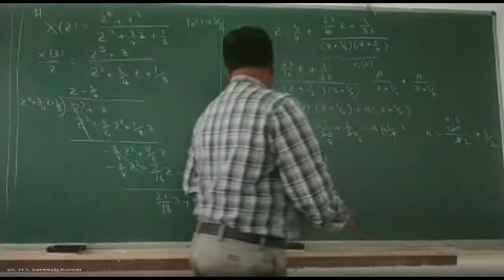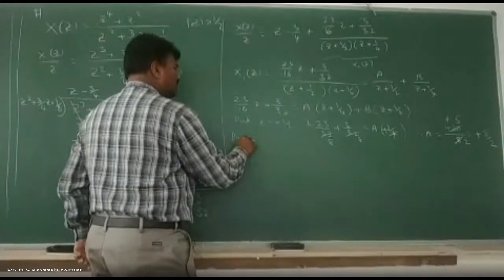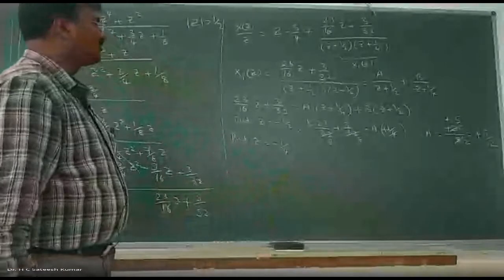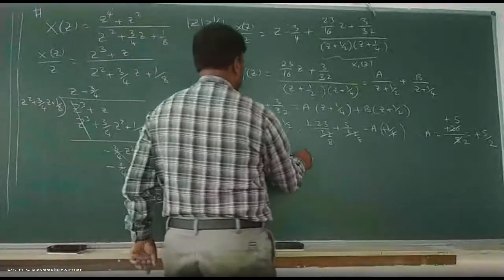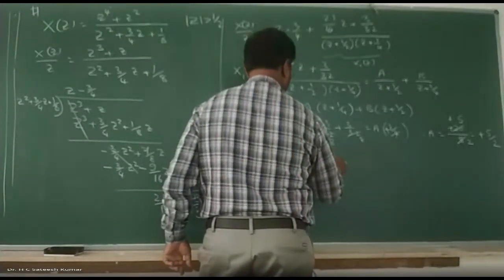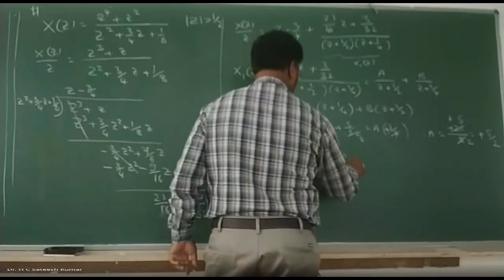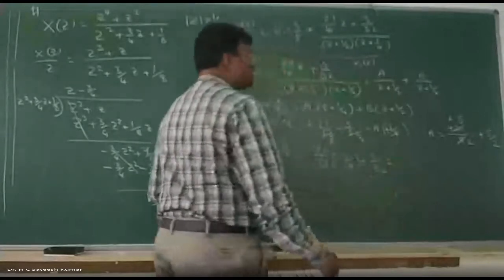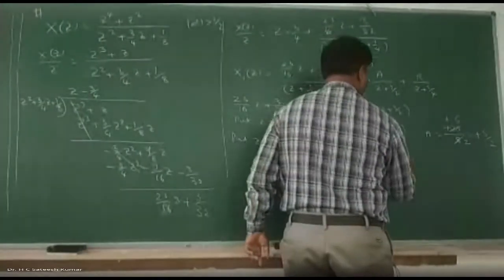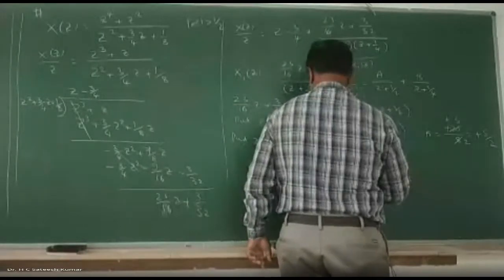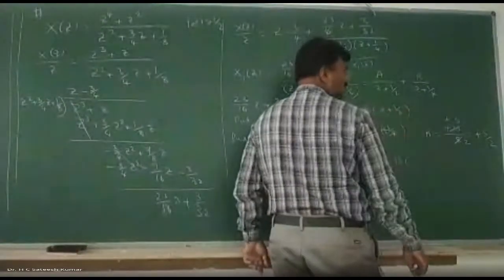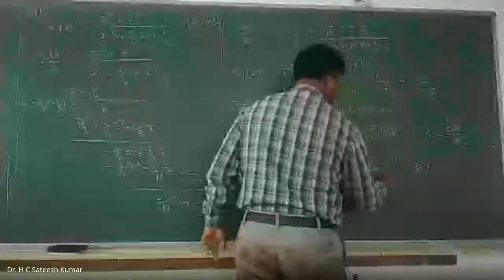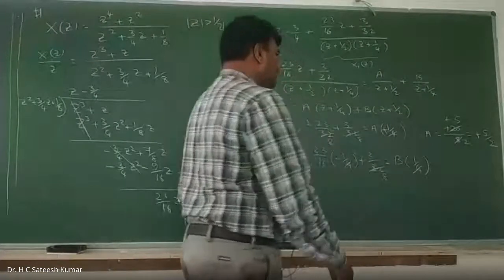Okay. Put z is equal to minus 1 by 4. Then what will you get? 23 by 16 into minus 1 by 4 plus 3 by 32 is equal to B into, B into what? Minus 1 by 4 plus 1 by 2 is plus 1 by 4. So this is 8 times and this 4 gets cancelled.